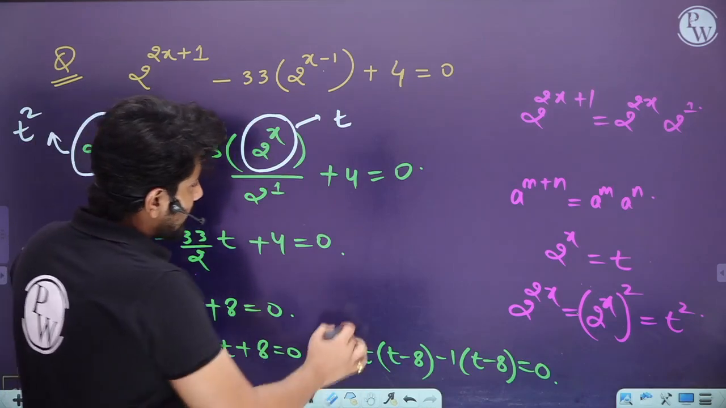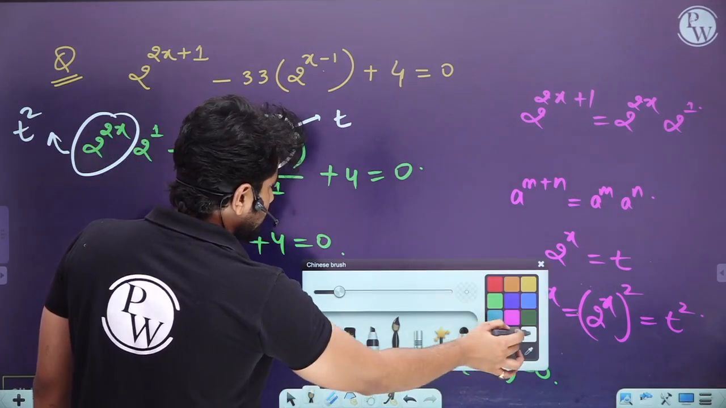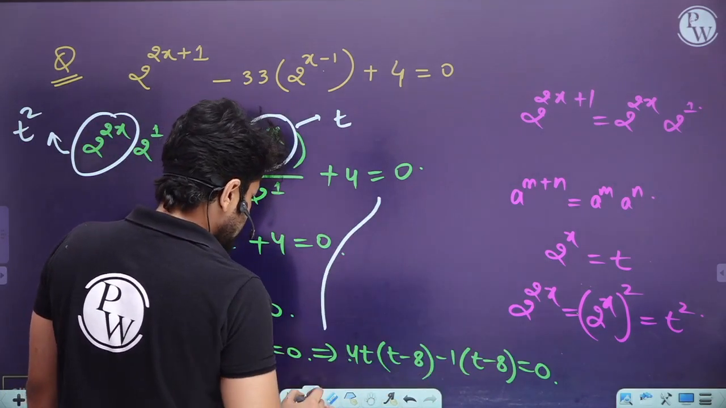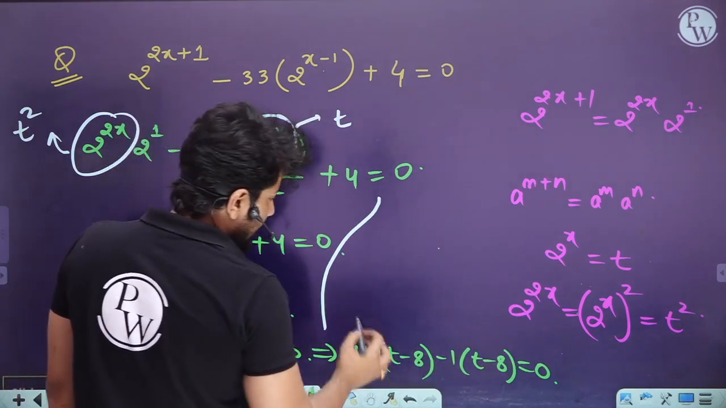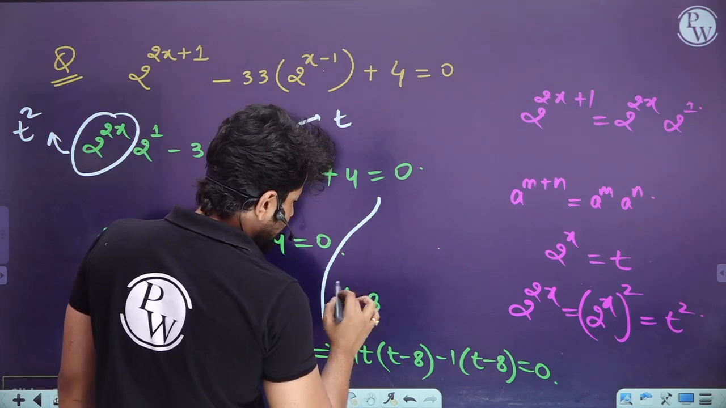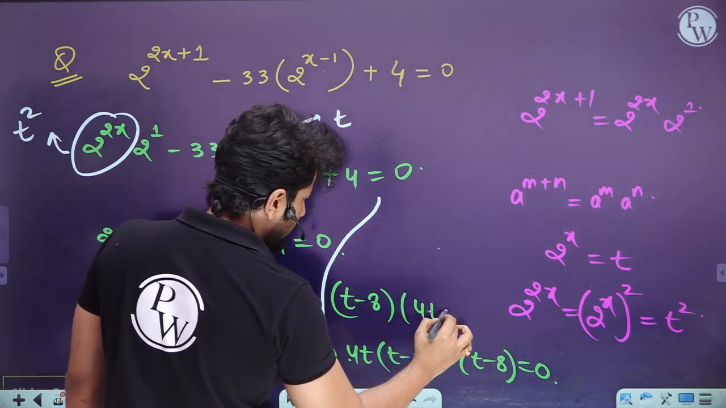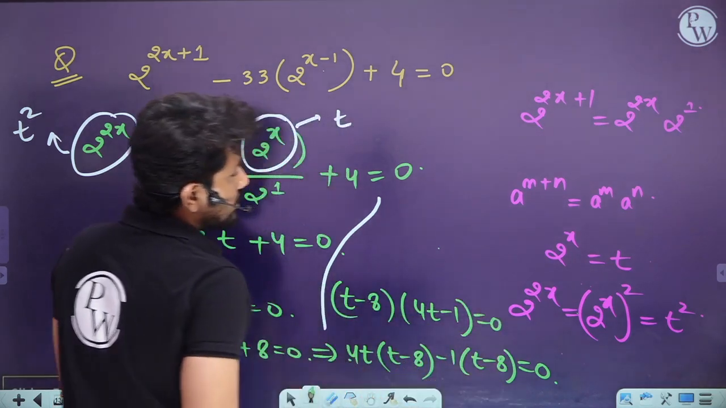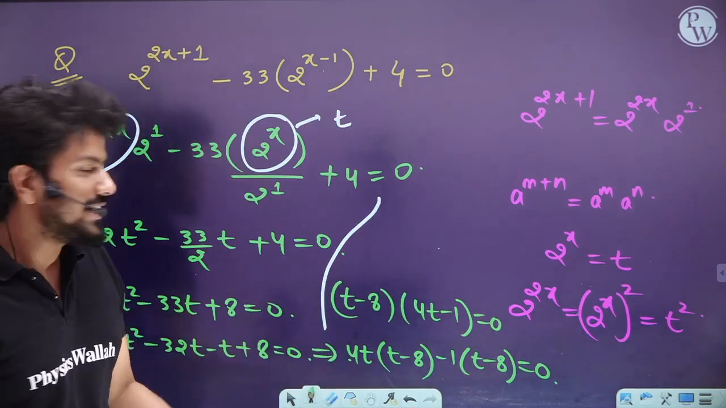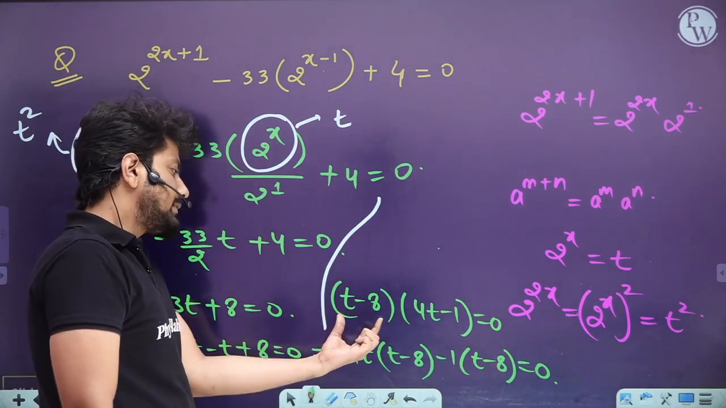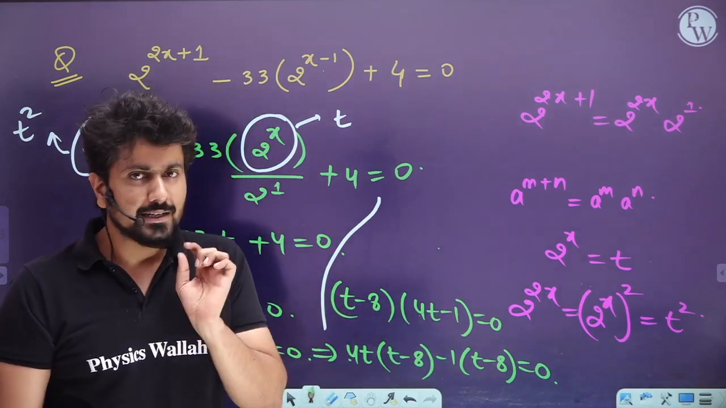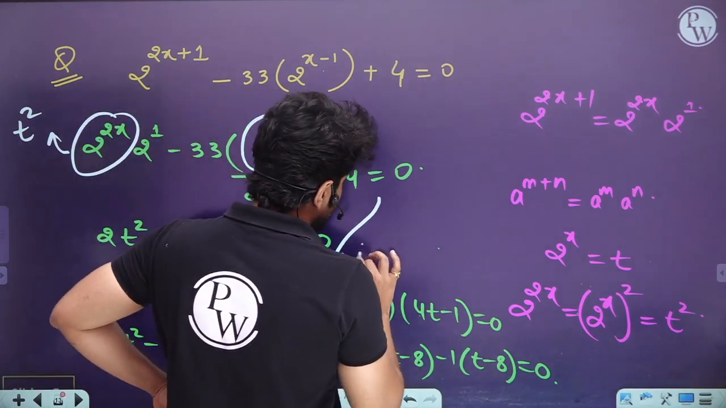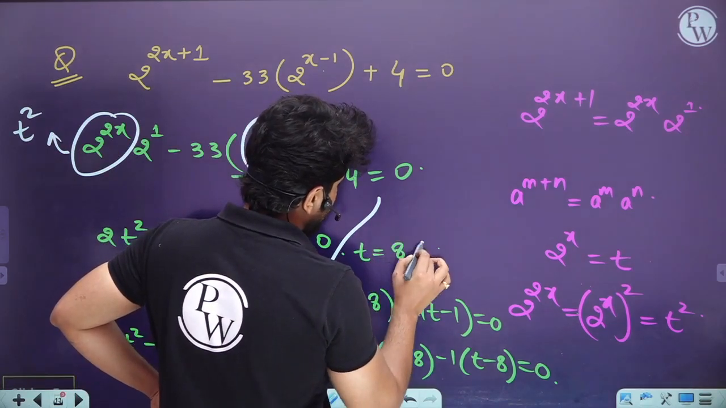So basically, we are getting two factors over here. What are those two factors? T minus 8 is one of the factors. Another factor is 4t minus 1. So the product of these two factors is equal to 0. So we are getting two values of t. From this factor, we are getting t equal to 8. From this factor, we are getting t as 1 by 4. Right? So t is equal to 8 or 1 by 4.